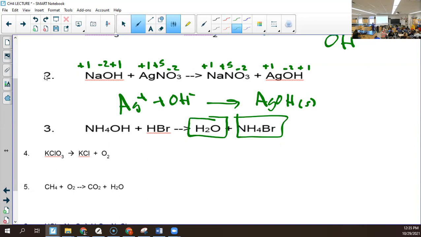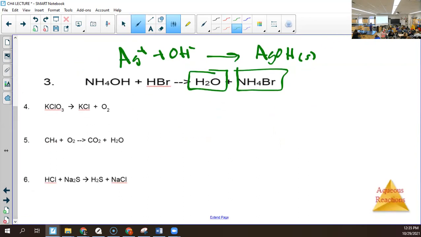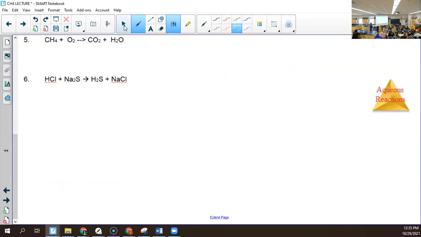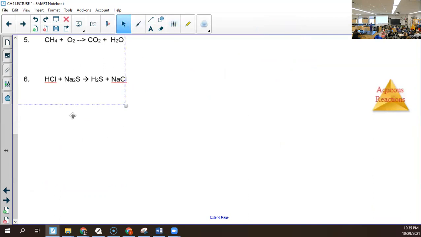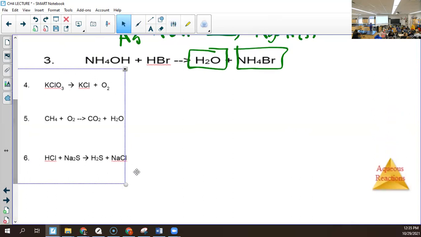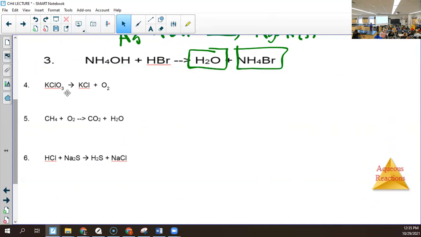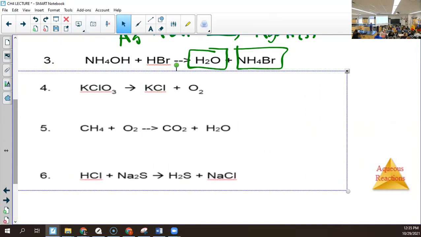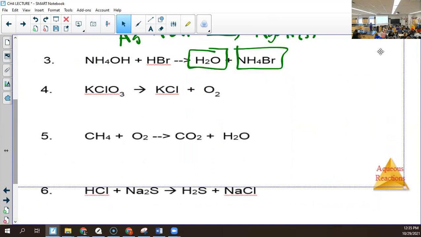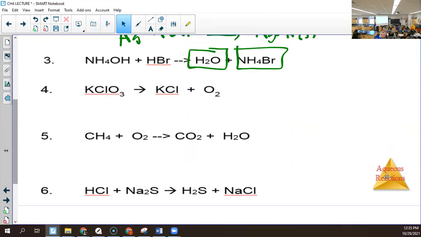Okay, number 4. Looking at number 4. Where is number 4? Okay, it is on that one. I don't know what I just made bigger, but it's going away. Okay, that was weird. Okay, number 4. Looking at it, what do you think it is?